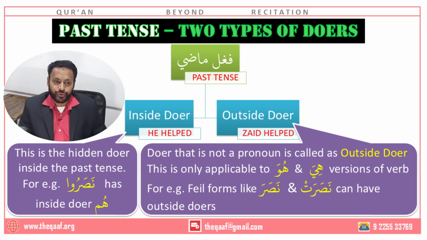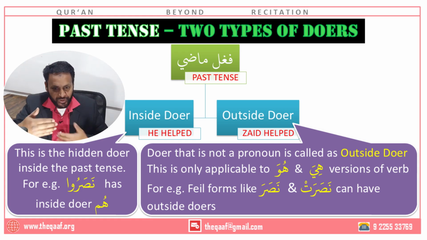There are 14 pronouns. Every verb has 14 variations. Out of that, only 2 are qualified to have outside doers. At first instance it might sound like you are not getting it, but once I repeat and show you examples, it will become clear. So we have the pronouns and the verbs nasara, nasara, nasaru, nasarat, and so on. They all have a one-on-one mapping with the pronoun table. Huwa, huma, hum: nasara is like huwa, nasara is like huma, nasaru is like hum, because those are the pronouns inside them.